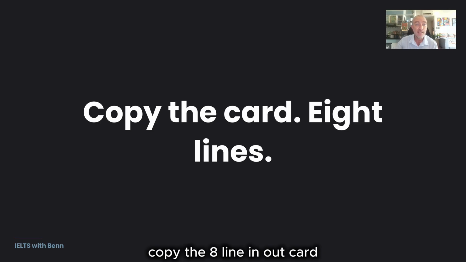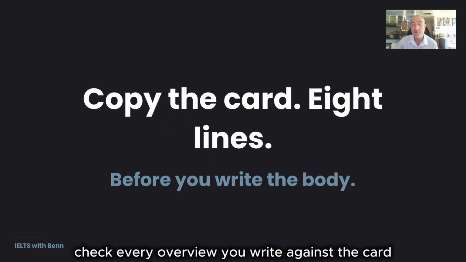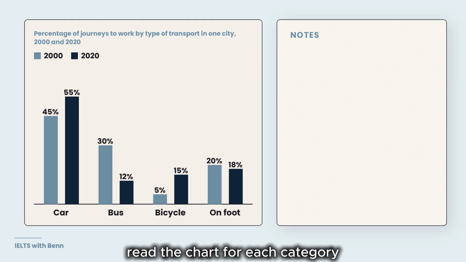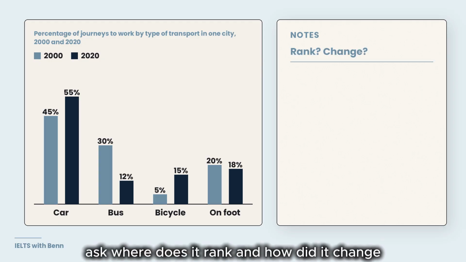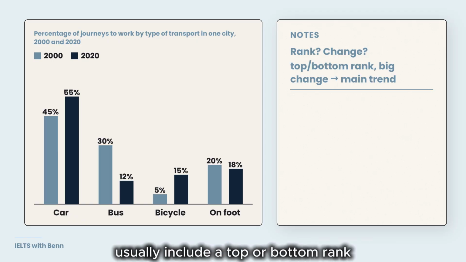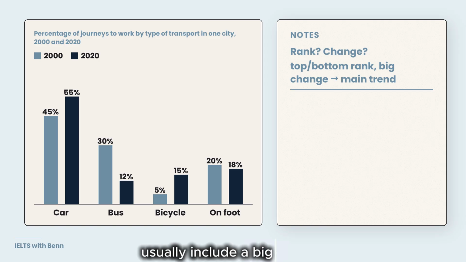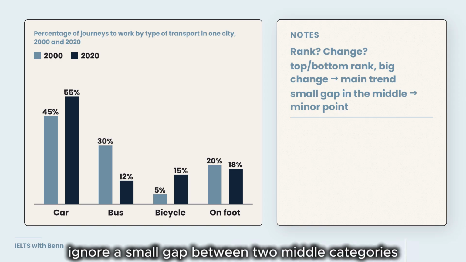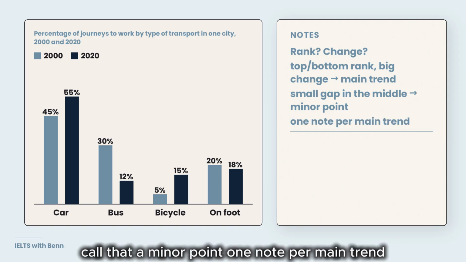Copy the 8-line in-out card. Check every overview you write against the card before you write the body. Read the chart. For each category, ask where does it rank and how did it change. Usually include a top or bottom rank. Usually include a big change. Call these main trends. Usually ignore a small gap between two middle categories. Call that a minor point.